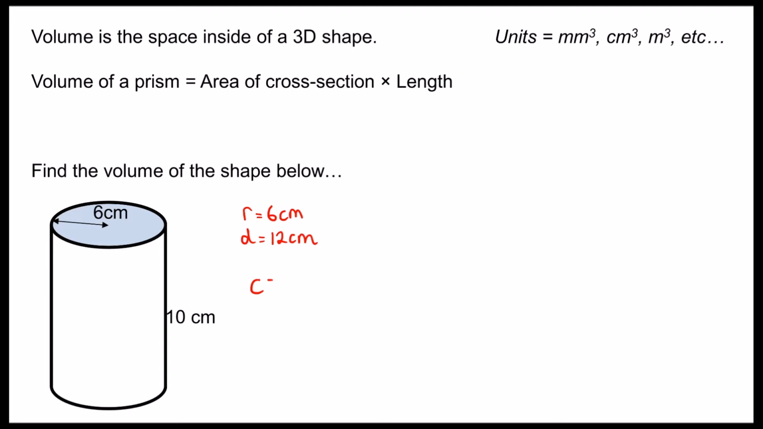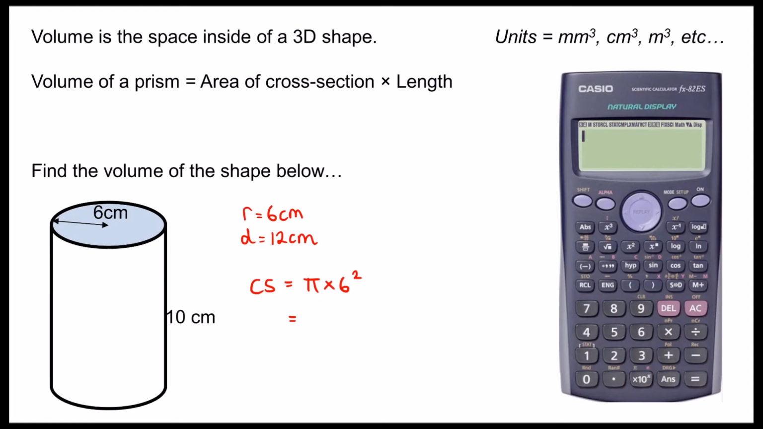So we can work out the area of our cross section by doing pi times by our radius, which is 6, squared. We're going to need to use our calculator to work this out. So I can get my calculator. I need to press shift and my pi button times by 6 squared. Press my equals button and convert to a decimal, which gives me a cross-sectional area of 113.1 to 1 decimal place.